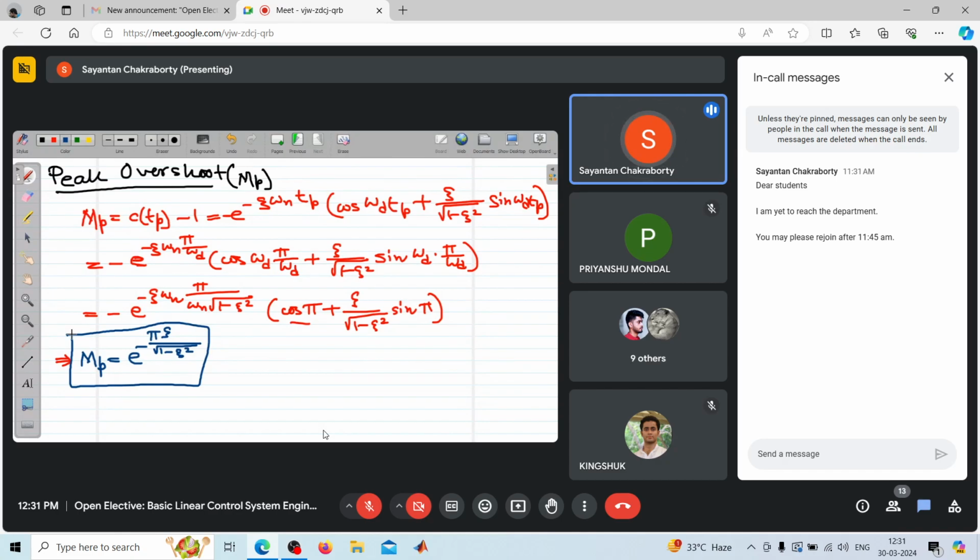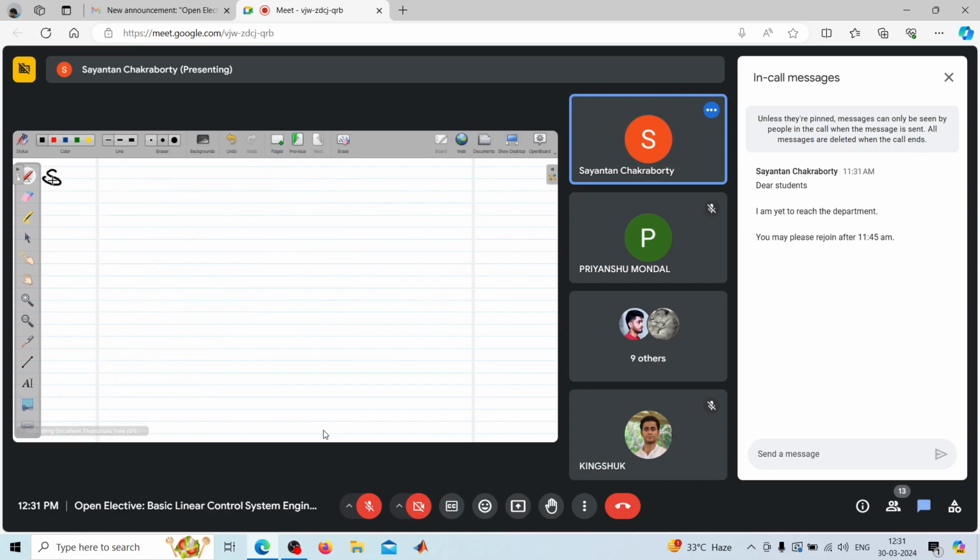Now, if we just try to find out the final expression, that is for settling time. Yes. Now, for an underdamped response, we have already found out that our expression for c(t) is of the order 1 minus.